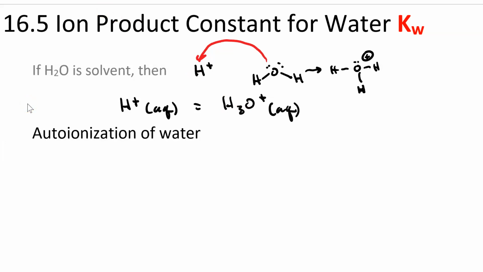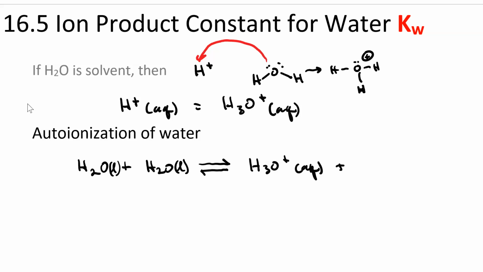Here's the chemical equation for the autoionization of water. If you have two water molecules, both in the liquid state, they can do proton exchange to give a hydronium ion, H3O plus, and a hydroxide ion, OH minus. The H3O plus is the conjugate acid, and the OH minus is the conjugate base.